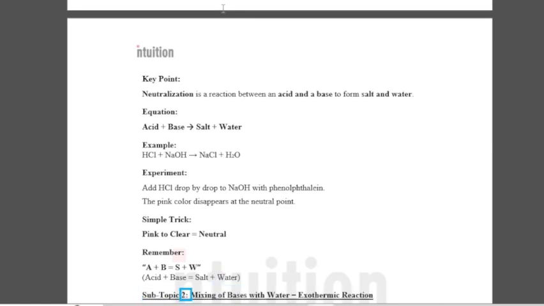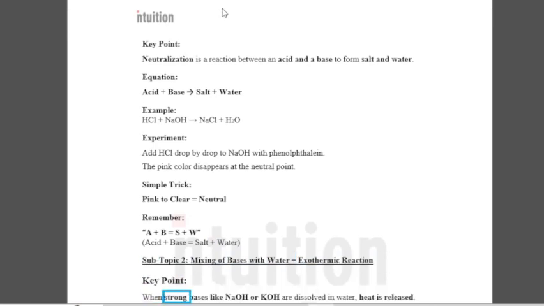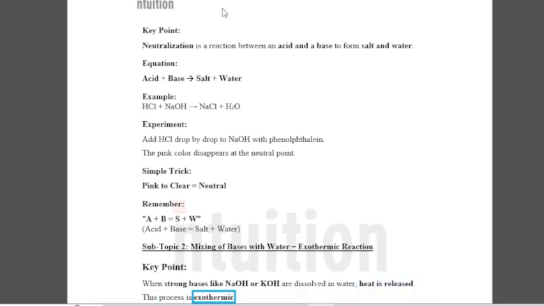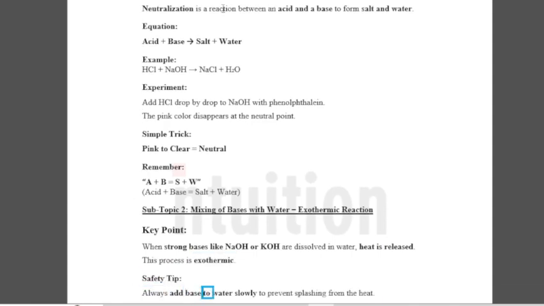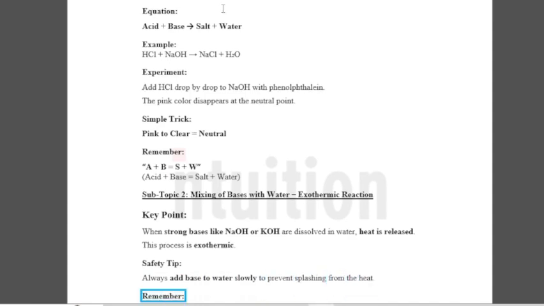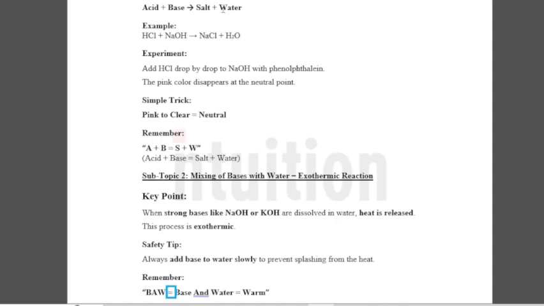Subtopic 2. Mixing of bases with water. Exothermic reaction. Key point: when strong bases like NaOH or KOH are dissolved in water, heat is released. This process is exothermic. Safety tip: always add base to water slowly to prevent splashing from the heat. Remember, BAW is equal to base and water is equal to warm.